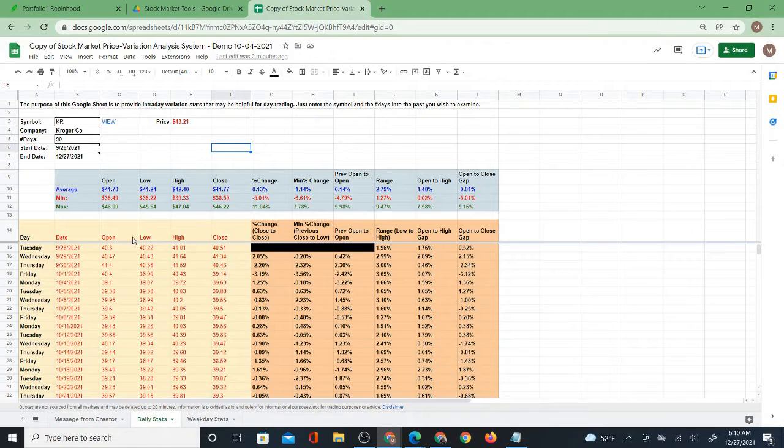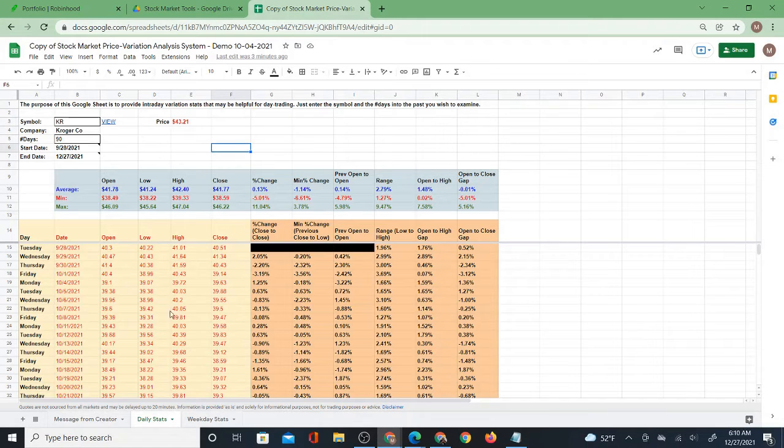What this does is it spits out all of the data, the open, low, high, and closing prices on all of the trading days between September 28th and December 27th. And then I have these additional calculations on the side, which are basically calculating the distance between the prices from one day to another. So for instance, the percent change, which is the distance between the closing prices, the open to open, the distance between the open prices, and so on and so forth. The low and the high, the open to high, the open and close.